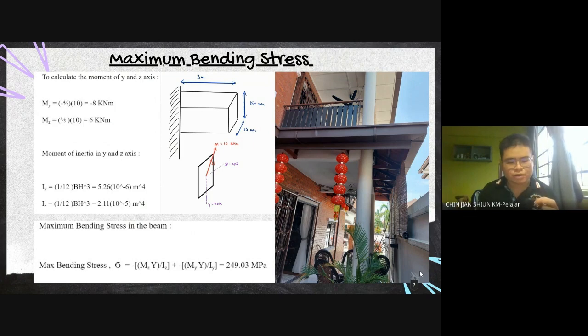So after analyzing the whole beam, we found that the maximum bending stress is situated on the upper right corner, which is a total of 249.03 megapascals. So hence, this maximum bending stress is immensely high. So I think as engineers, we should suggest some ways to improve the stability of the beam and hence improve the safety of the balcony itself. Do you guys have any suggestions?